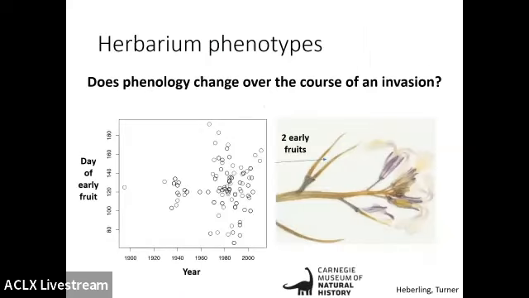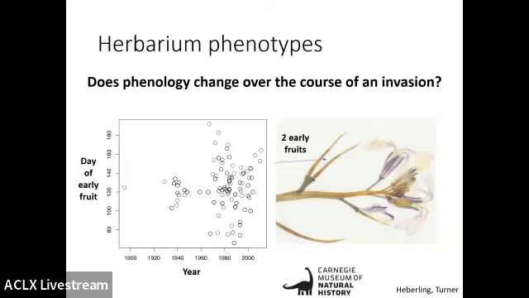Okay, so I've been working with Mason Heberling at the Carnegie Museum of Natural History to see what we can learn from the phenotypic data preserved in the herbarium record of this species. We're interested in changes in phenotype that occur over the course of the invasion or in association with novel habitats. So here I've shown you some of the raw data of a phenotypic measure, in this case, day of early fruit, which we've collected from images of herbarium specimens to understand what time of year Chorispora starts to produce fruit.